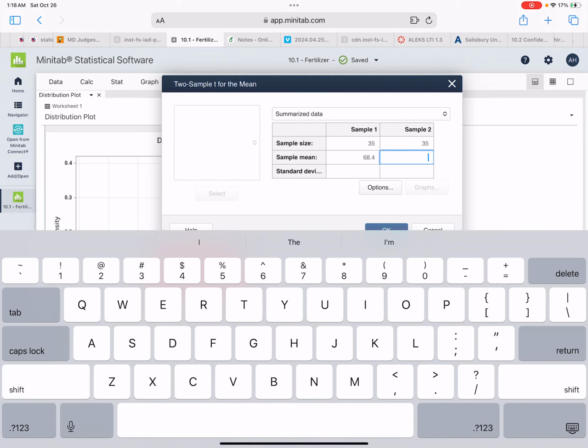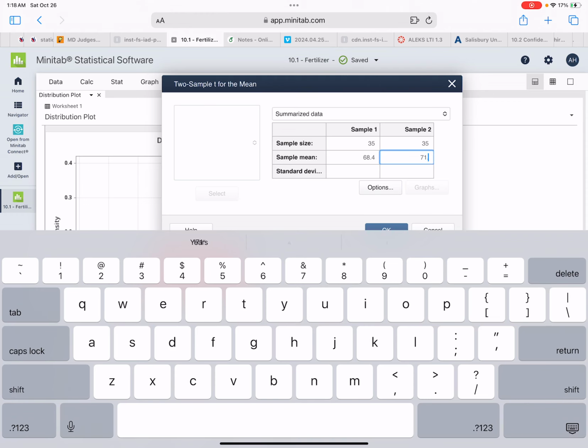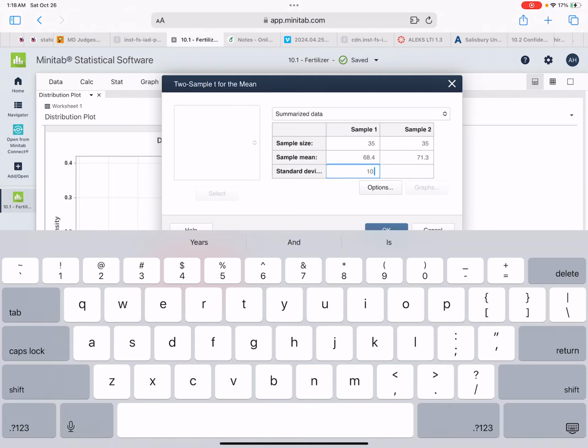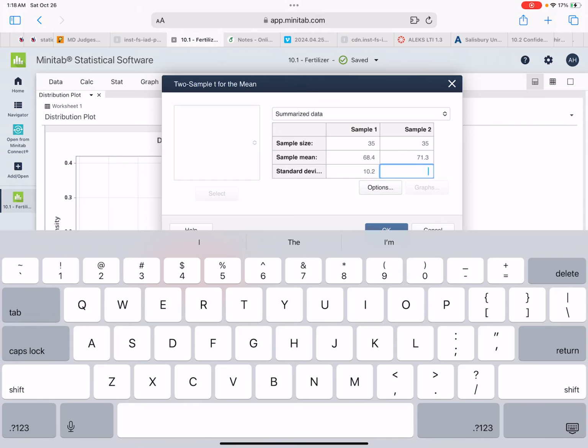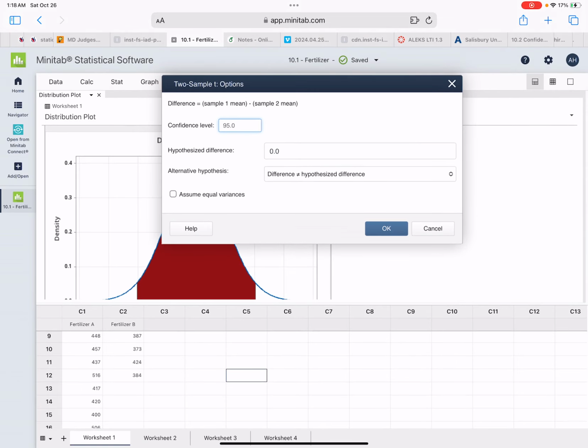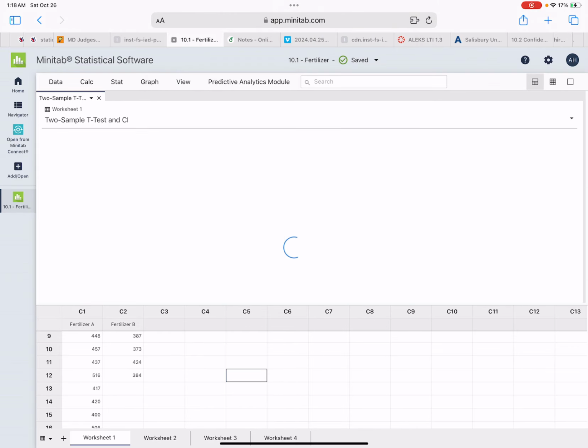For the second one, it was 71.3. For the first one, the standard deviation was 10.2. The other one, it was 10.7. Again, this was given data. Options, we want it to be 95%. Leave the hypothesized difference stuff alone. Don't check that assume equal variances box. We're just going to do this.